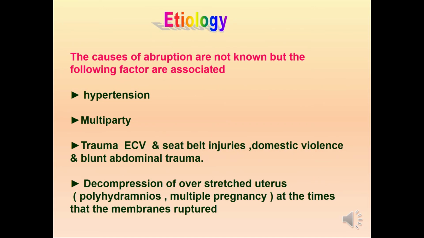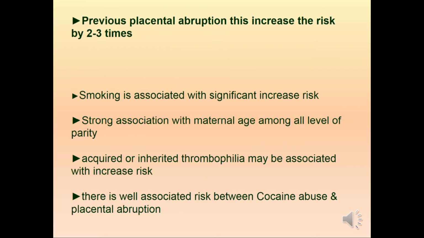Etiology: the causes of abruption are not known, but the following factors are associated: hypertension, multiparity, trauma such as external cephalic version or seat belt injury, domestic violence, and blunt abdominal trauma, decompression of an overstretched uterus as in polyhydramnios or multiple pregnancy at the time that the membranes rupture, and previous placental abruption, which increases the risk by 2 to 3 times.